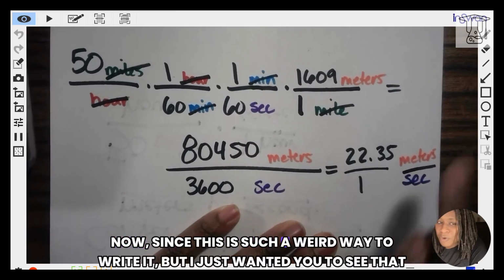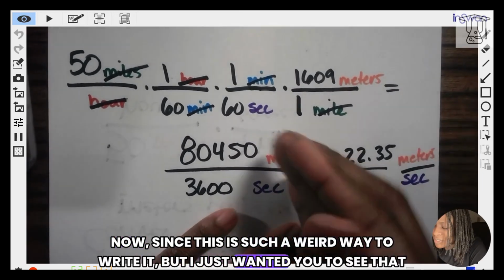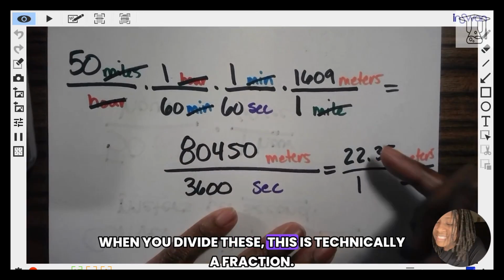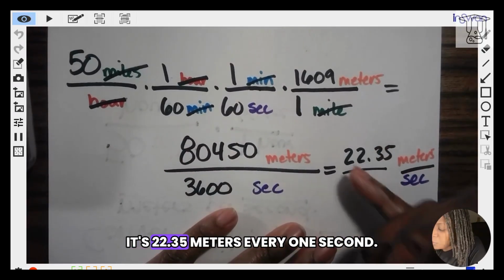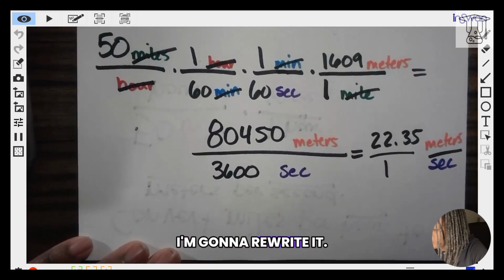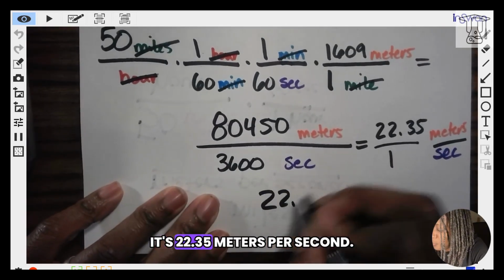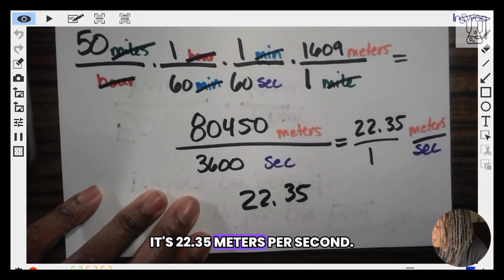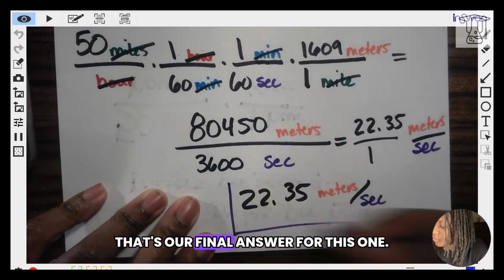Now, since this is such a weird way to write it, but I just wanted you to see that when you divide these, this is technically a fraction. It's 22.35 meters every 1 second. I'm going to rewrite it. It's 22.35 meters per second. That's our final answer for this one.